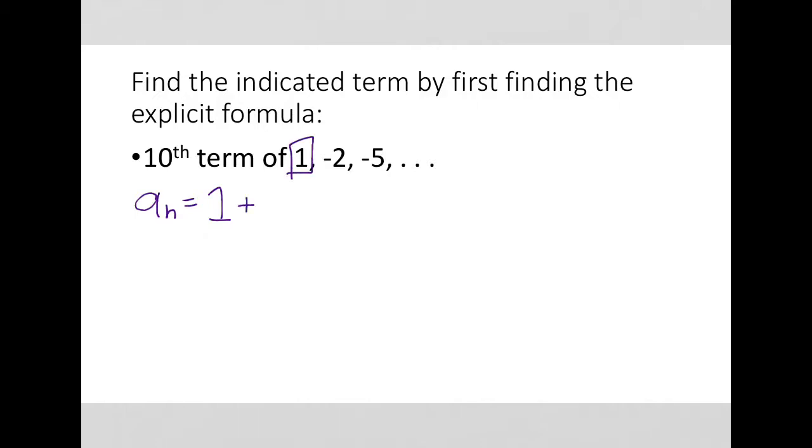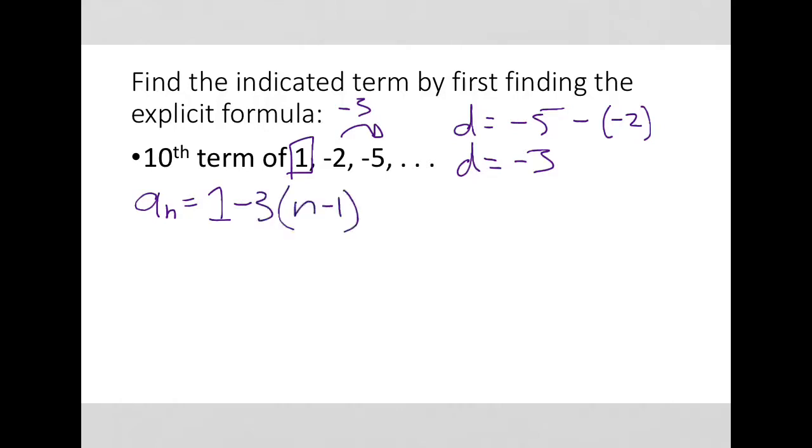Well, what is our common difference? Well, we need to do d equals negative 5 minus negative 2. Gives me d equals negative 5 plus 2. d is negative 3, and that should make sense. From negative 2 to negative 5, you are subtracting 3, so our common difference is negative 3. So we're going to get, instead of a plus there, let's write it as a minus 3 times n minus 1. So if we want the 10th term, a sub 10, we'll get 1 minus 3 times 10 minus 1.